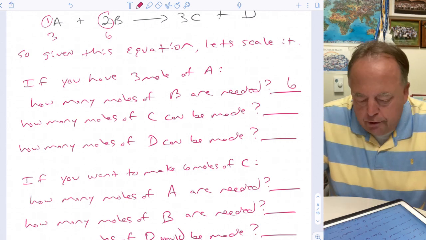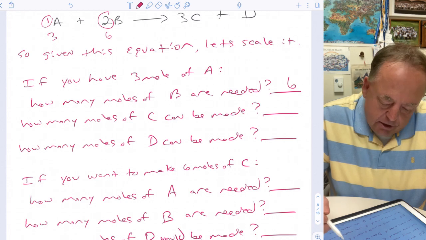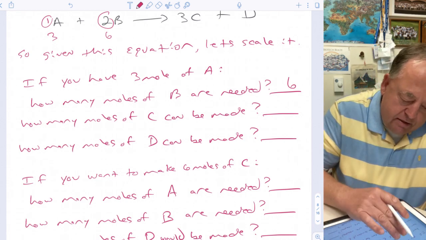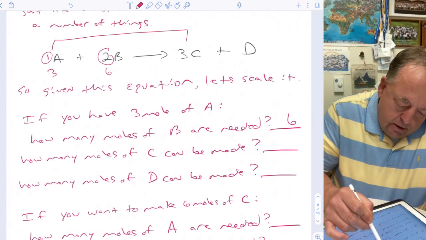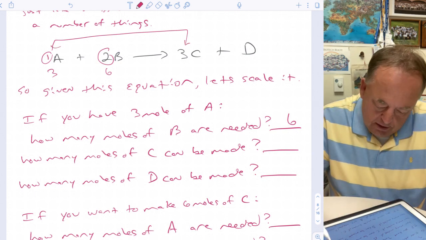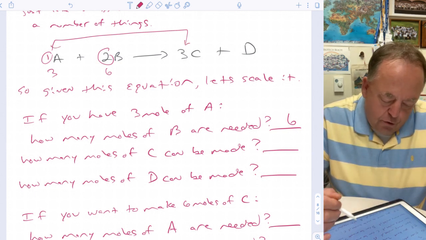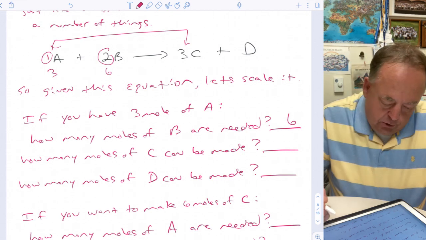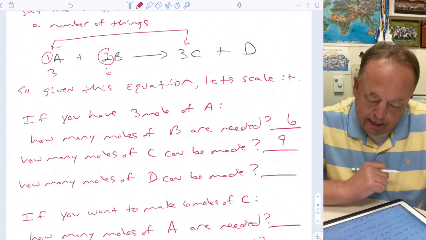If you had 2 of A's, you would need 4 of B's. How much C could you make? Well, it always has to be in a 1:3 ratio. So if you have 1 of A, you can make 3 of C. So if you have 3 of A, then you can make 9 of C.